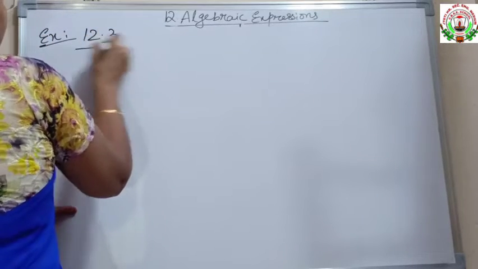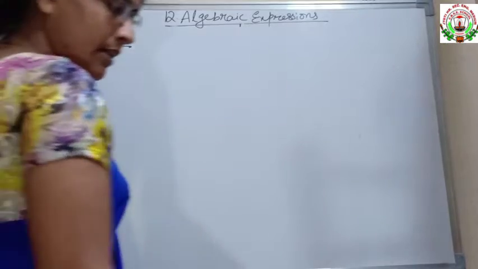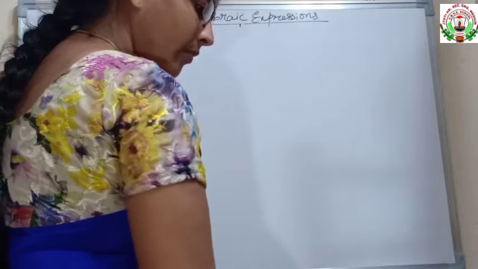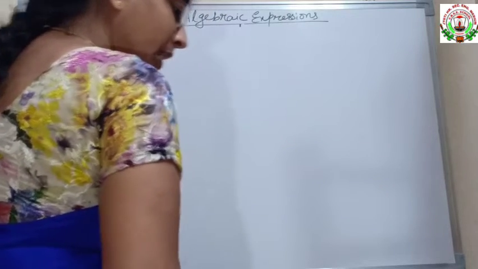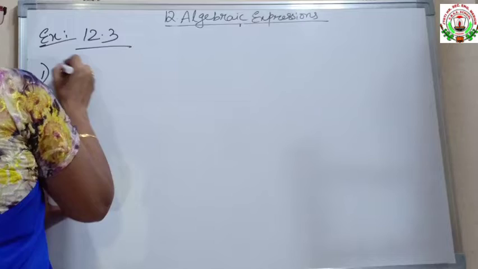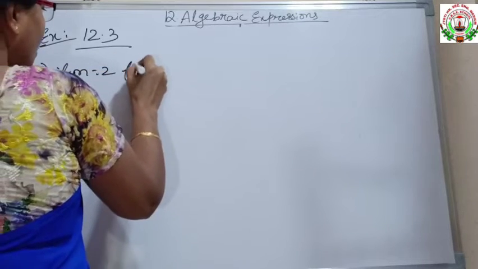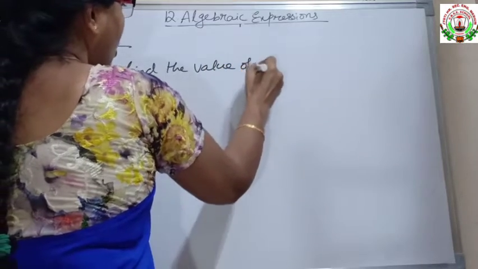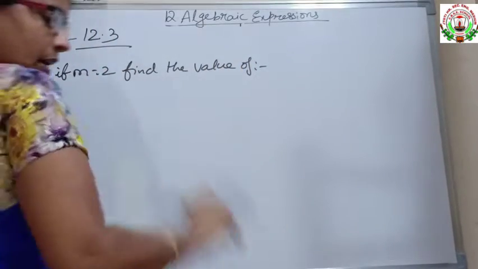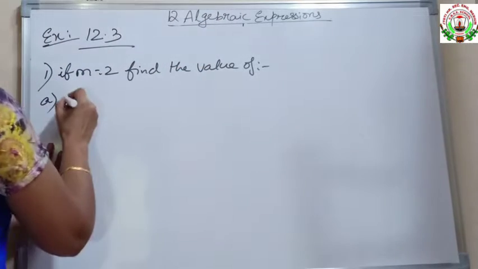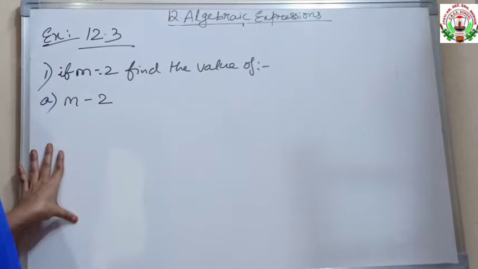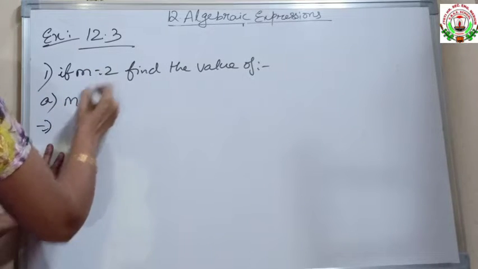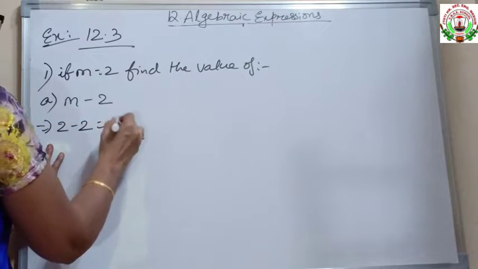Exercise 12.3. First one. See, they have given if m is equal to 2, find the value of a. They have given m minus 2, means in the place of m you have to keep 2. So this will be 2 minus 2, so 0.